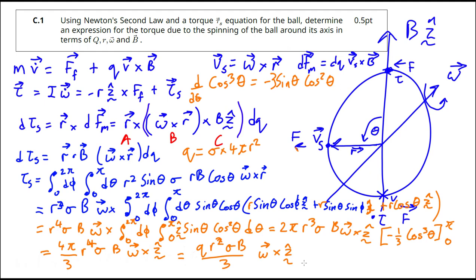Okay, now that I've found that tau s, I've actually got everything they asked for in the question. We've got our Newton's second law at the top, then we've got our expression for the torque, and then we've managed to find the torque due to spinning around its axis in the magnetic field. So let's move on to part C2.